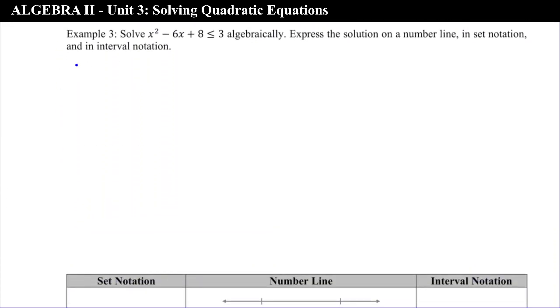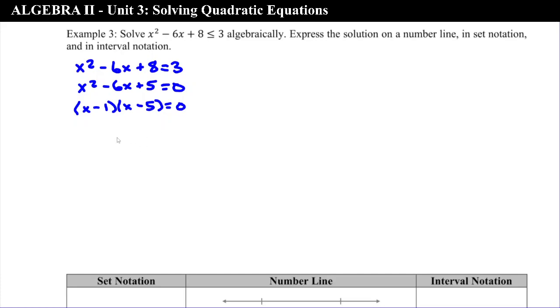So again, we're going to start with the related equation for the inequality. And we're going to get this into standard form equals 0. So we'll have plus 5 there equals 0. And now we're going to factor. And when we factor this, we get x minus 1 times x minus 5. And so therefore x is either 1 or 5.